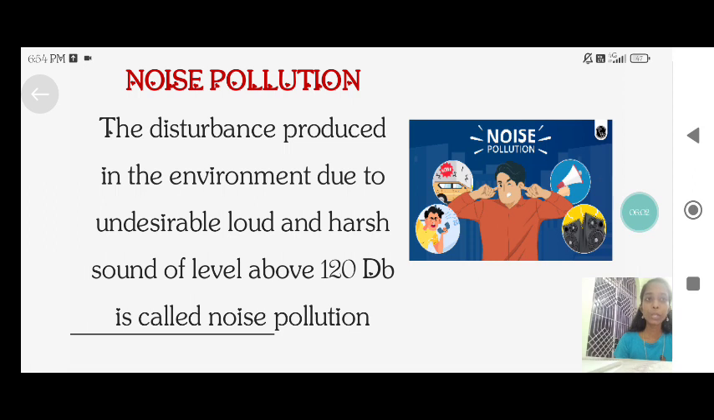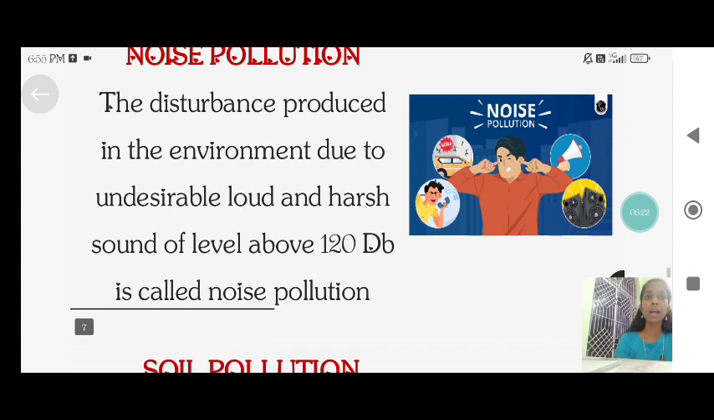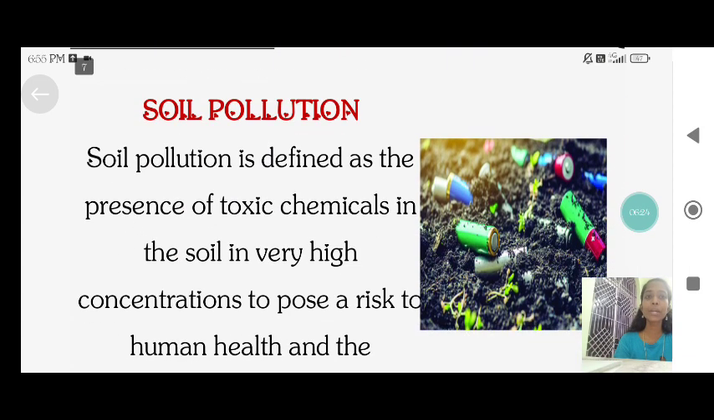In the figure you can see the pollution is due to the horn, speakers, and also we usually hear music with loud noise, loud sound. So this also causes noise pollution, and this noise pollution also affects both human life as well as wildlife. And the next pollution is soil pollution.